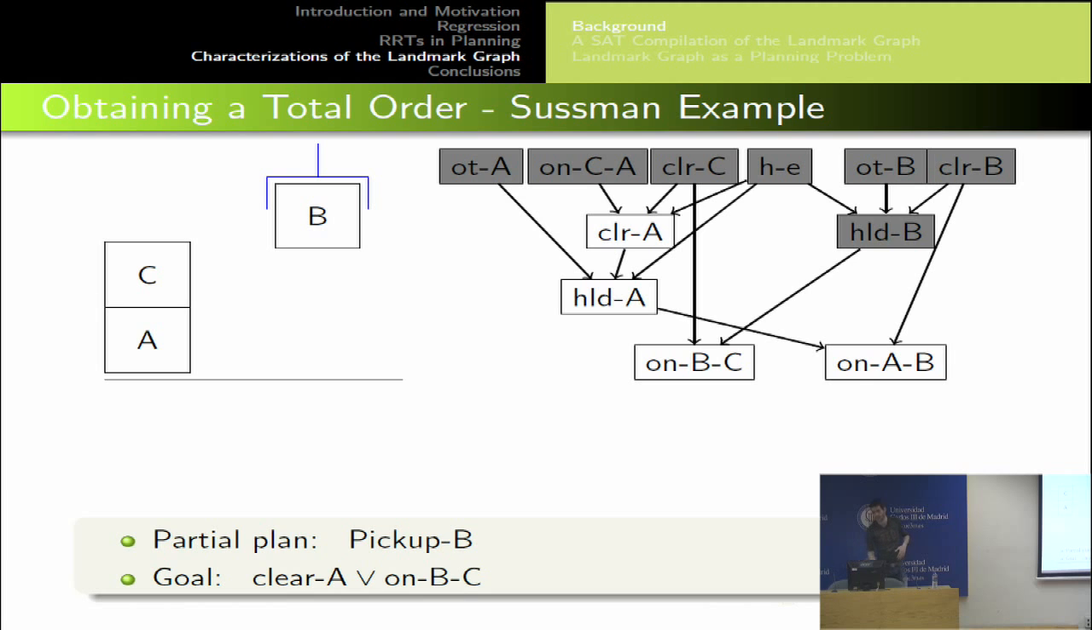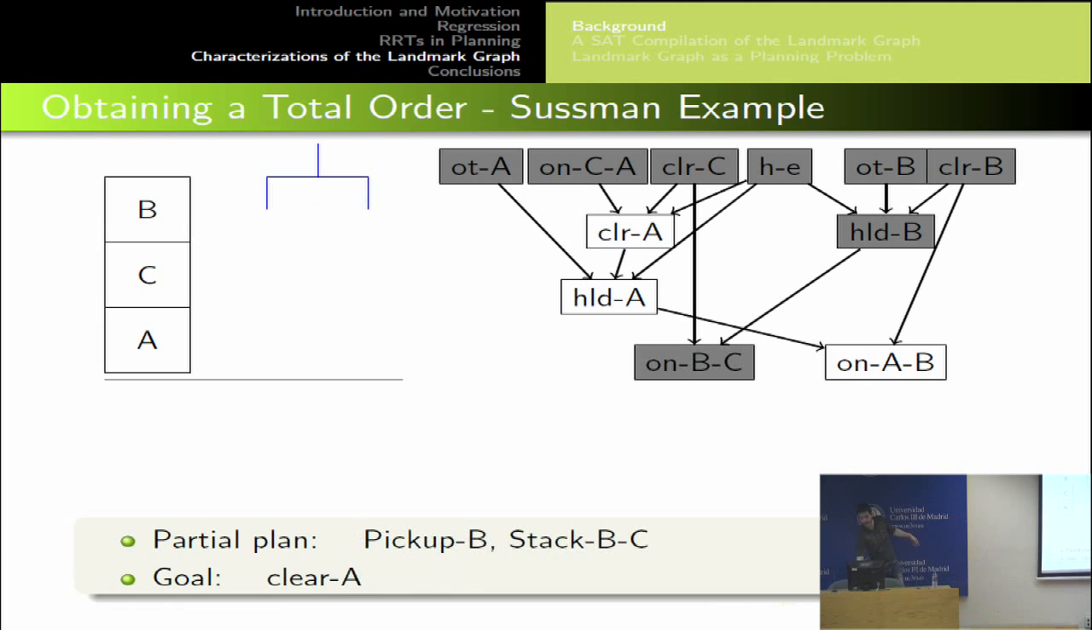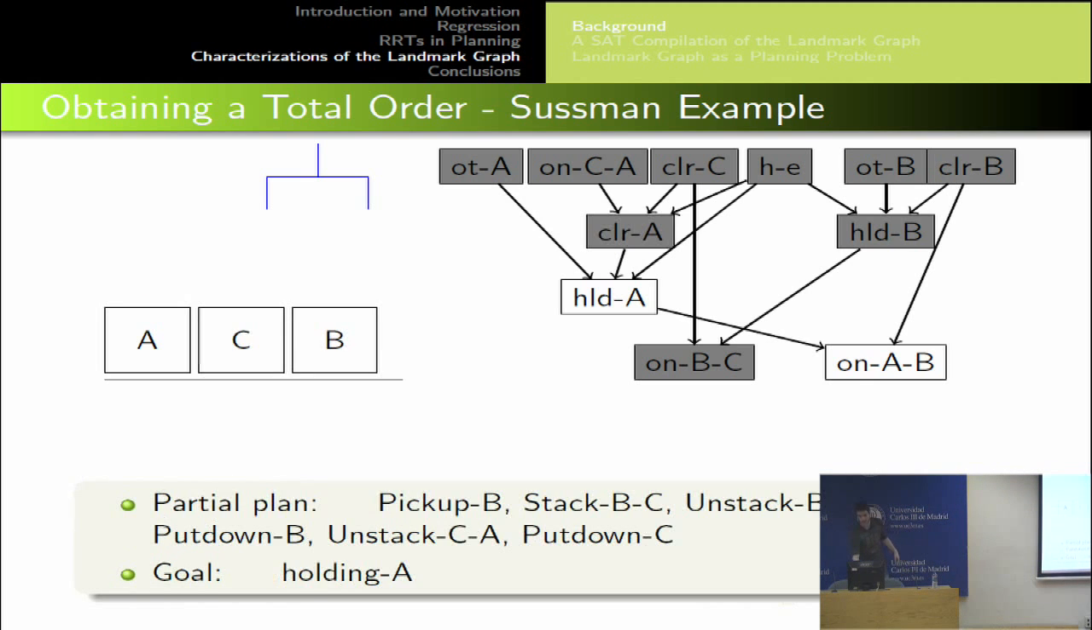So now that we have holding B, we could, for example, achieve on BC because all the previous landmarks are satisfied. And then we get this tower here, and now one of the goals is satisfied, right? However, this goal must be undone for the whole tower to be built again. So all the effort that we made achieving those landmarks is wasted.